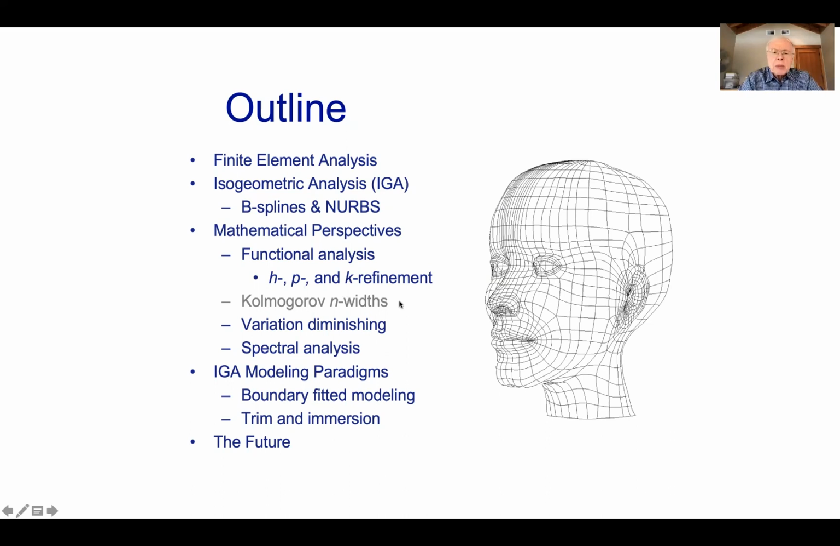Kolmogorov n-widths, which I don't have enough time to go into, it's interesting in that it fixes the mesh. It says, or the number of degrees of freedom, say a Fourier series or something like that. And what it says is for an n degree of freedom system, what is the best you can do? What is the best n degree of freedom system? And it measures it on the basis of what is the worst best approximation.